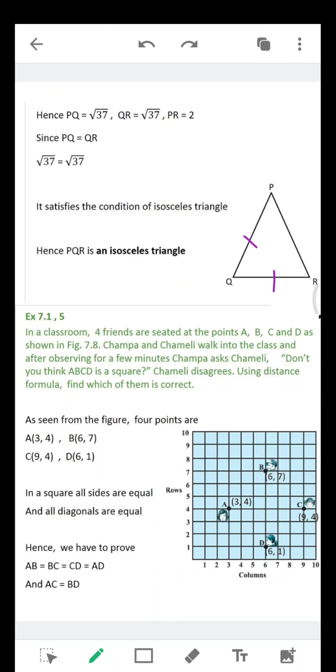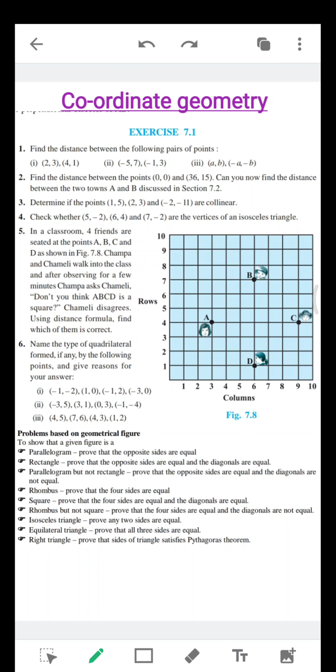So you have to solve this matter and say who is correct, whether Champa is correct or Chameli. So you have to check whether it forms a square or not, okay. So as seen from the figure, these are the 4 points. In a square we know all sides are equal and diagonals are also equal, okay. Hope you remember it. So if you just prove the sides are equal, it can also be a rhombus, okay. Coming back to these points, to prove that it is a square, you have to prove that 4 sides are equal and the diagonals are equal, okay.